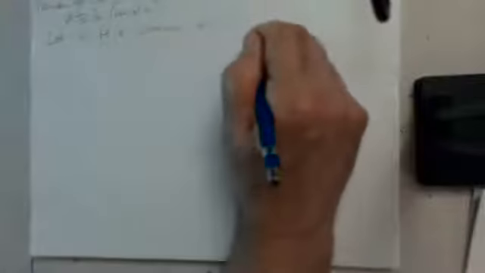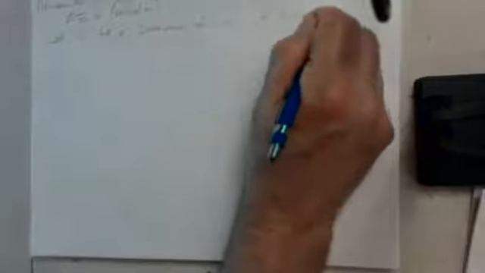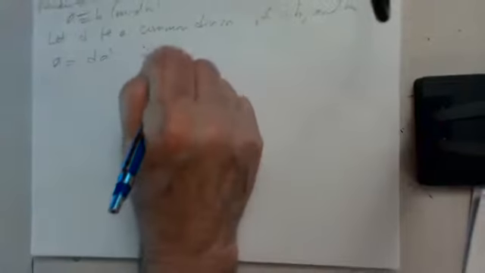So m is a positive integer, and we have a congruent to b mod m. So let D be a common divisor of A, B, and M. So that means I can write A as D times A prime, B as D times B prime, and M as D times M prime.